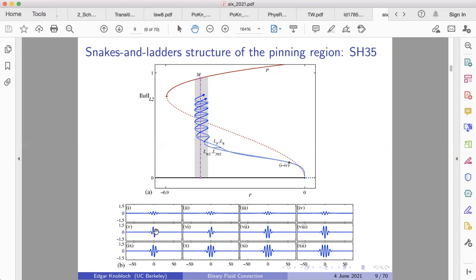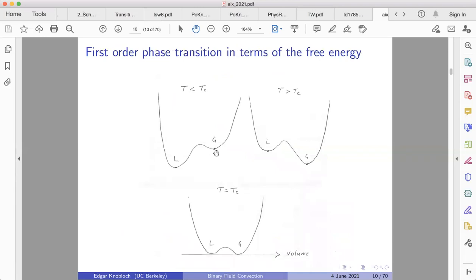So it's a solution like this, and then its mirror image under X, which looks like this. And of course, they are related by symmetry, so they lie on the same branch. So that's the structure of the bifurcation diagram for this case. Now, why does this happen? Well, to understand this, we can think in terms of an analogy with what are called first order phase transitions.